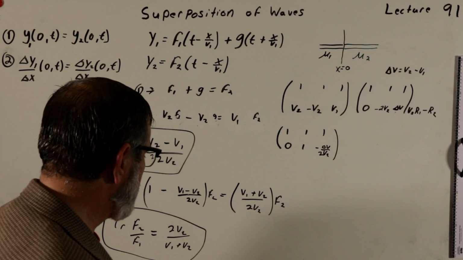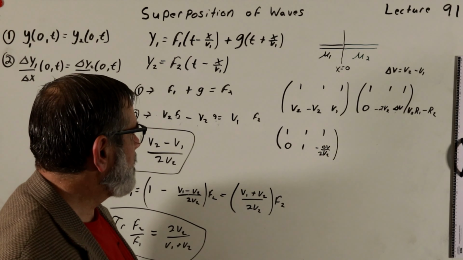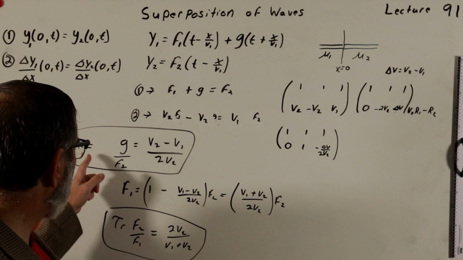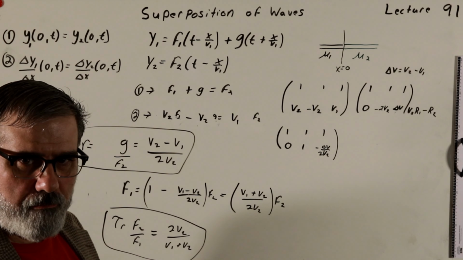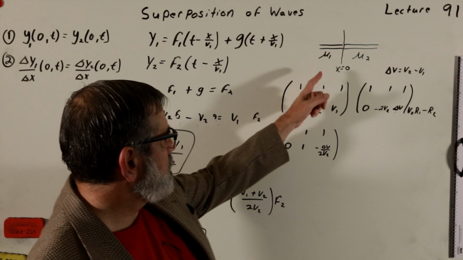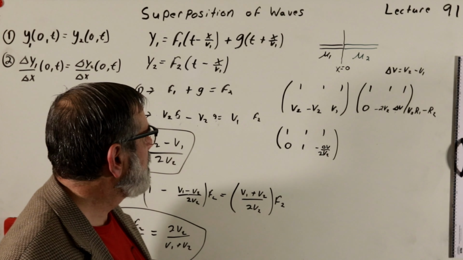So we can then think about the situation where mu1 is equal to mu2. That means that V1 equals V2, which means that V2 minus V1 is 0, which means that the reflection is 0. So the reflection coefficient will be 0. Make sense? Yeah?